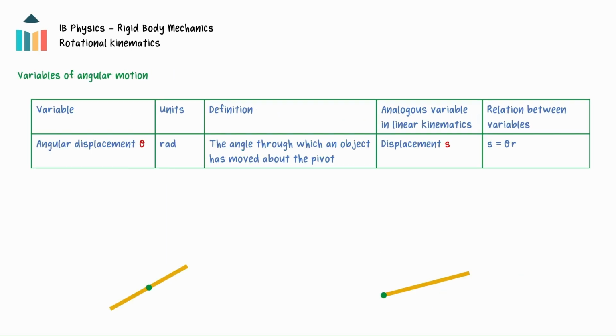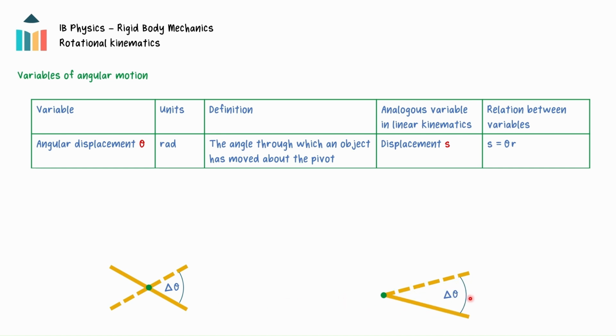Now let's take a look at the three main quantities that we use to describe rotational motion. The first one is angular displacement, theta. This is simply the angle through which the object has rotated about its pivot. If we imagine this yellow rod rotating, the angular displacement is the change in angle from its starting position to where it ends up. We can see that first in the animation with the pivot at the centre, and then again with the pivot at its end.